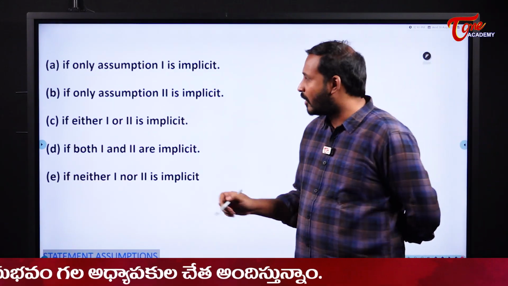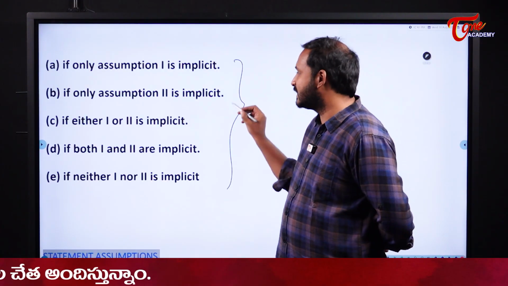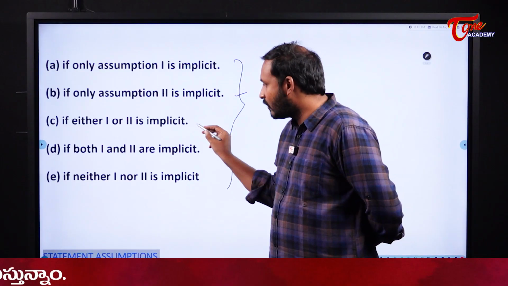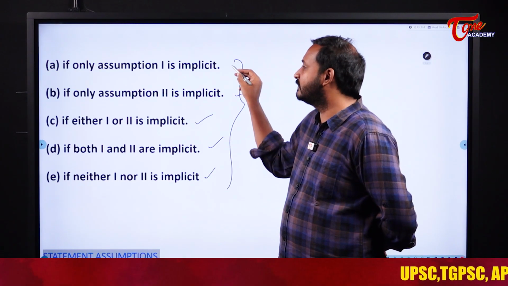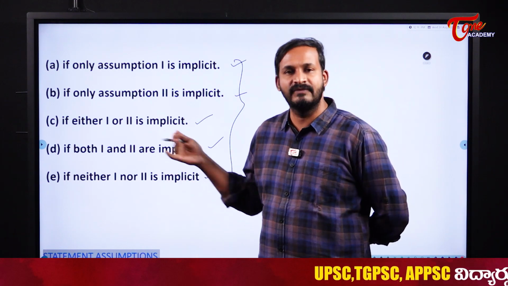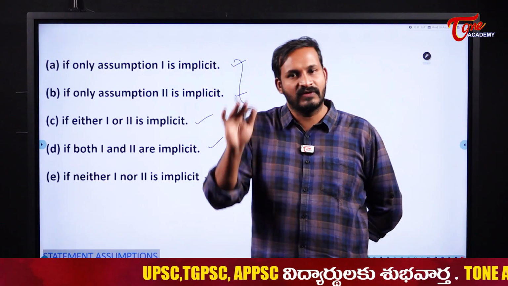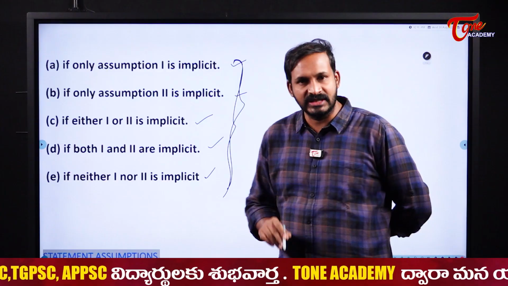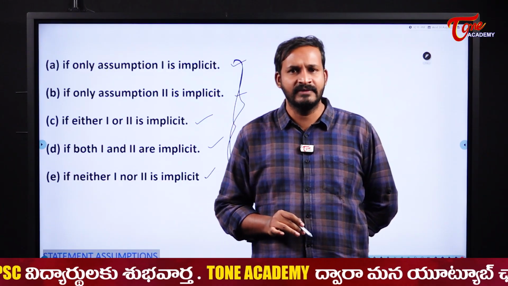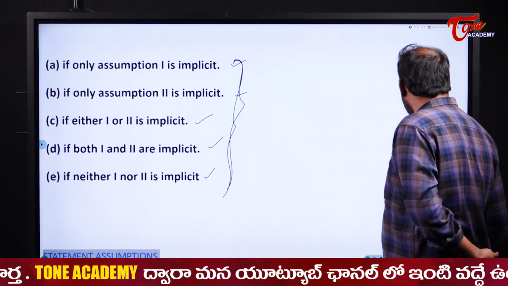Here we will have options like this: only assumption 1 is implicit, only assumption 2 is implicit, either 1 or 2 is implicit, both are implicit, and neither is implicit. Like this, they will give us 5 options. For each and every question we are not providing the options here, so I have given them at once. For the first set of questions which we are discussing, we will have 5 options of each kind. Now we will go and try to get the answers for these questions.